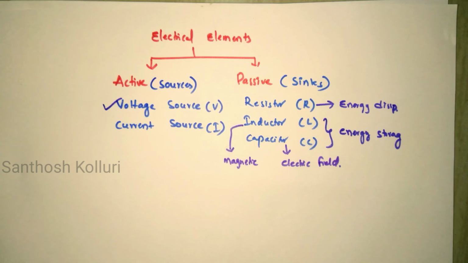Depending upon the energy, electrical elements are classified into two types: active elements and passive elements. Active elements are the voltage source and current source. Passive elements are resistor, inductor and capacitor. Resistor is an energy dissipating element, and inductor is an energy storage element. It stores the energy in the form of a magnetic field. Capacitor is also an energy storage element. It stores the energy in the form of an electric field.